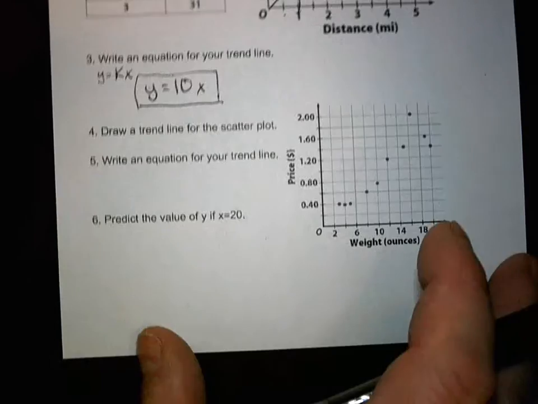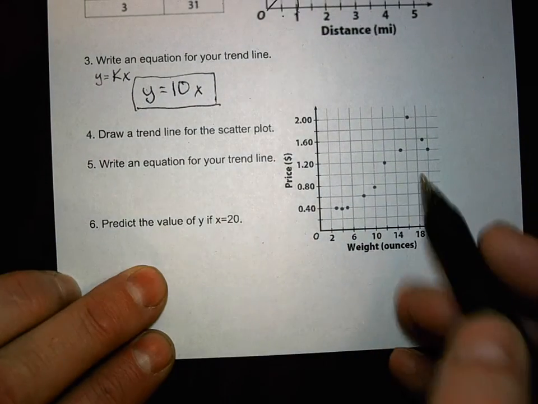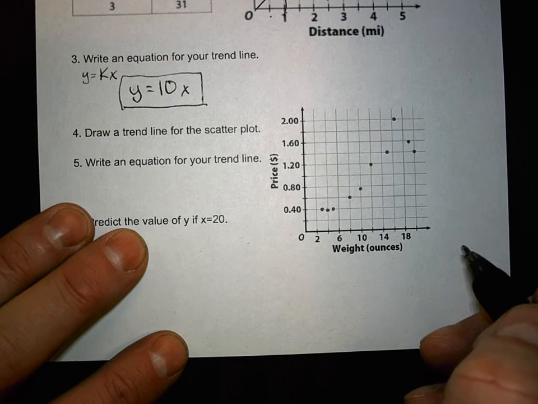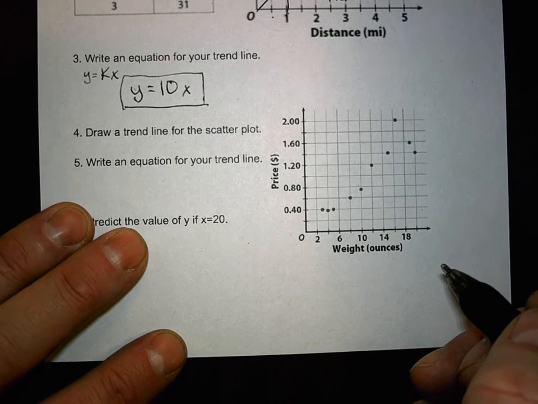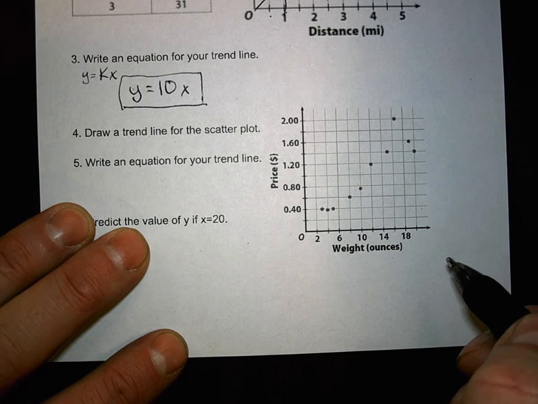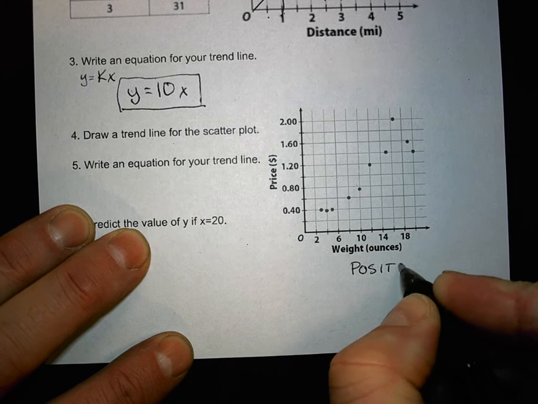Let's look at this trend line in number 2 here. It says, draw a trend line. Well, we've got a scatter plot. What is the first thing you notice about this scatter plot, Will? What's the first thing you notice about this scatter plot? It's a positive. It's definitely a positive. Is it roughly linear?